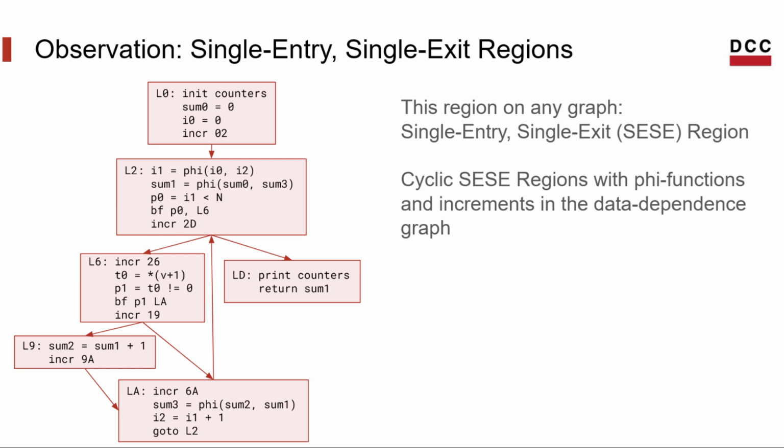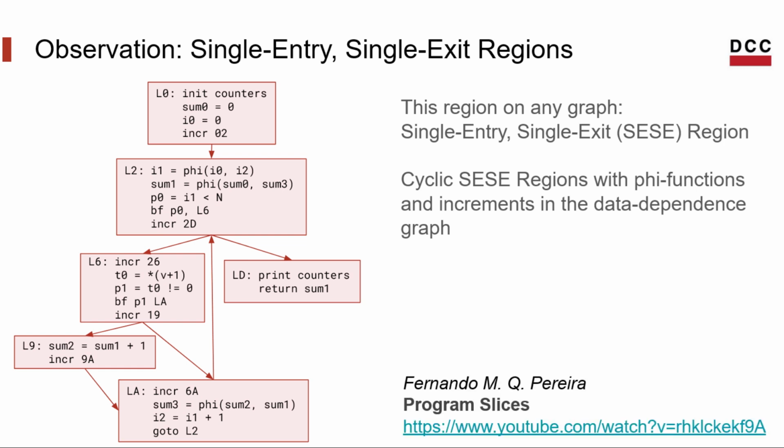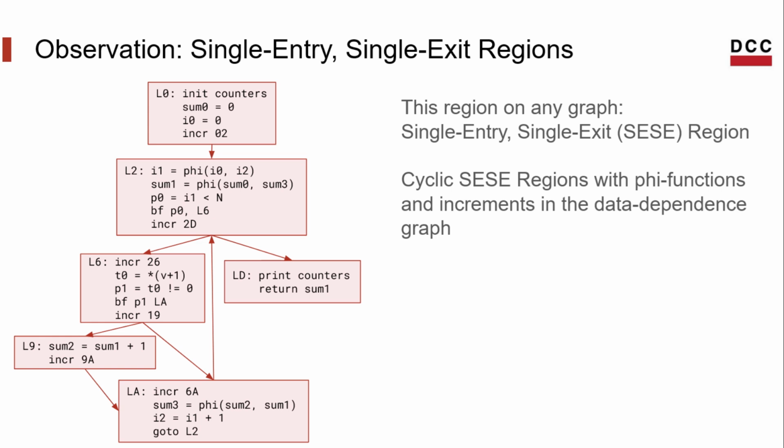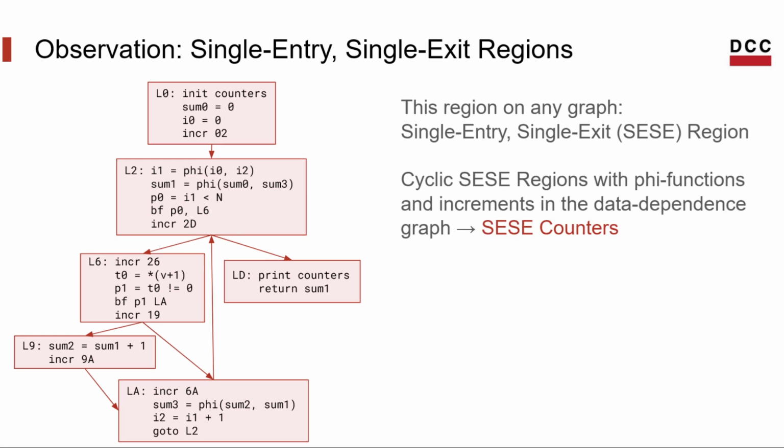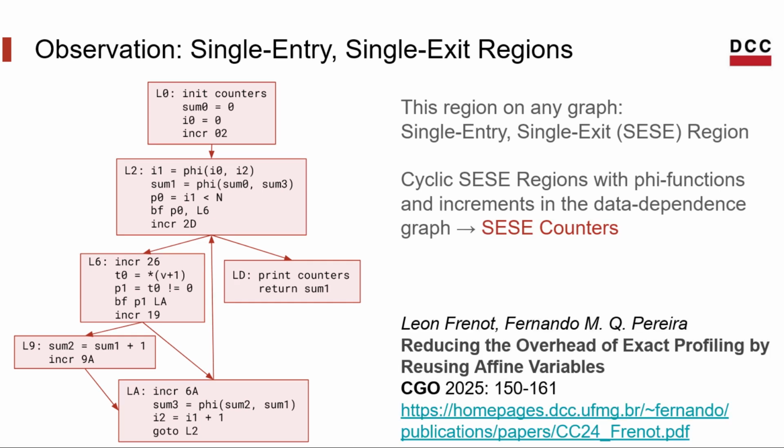If you don't remember or don't know what a data dependency graph is, I suggest you go watch the following lecture from Fernando Pereira about program slices, where he talks about it. Such regions are called CZ counters and are used in the paper Reducing the Overhead of Exact Profiling by Reusing Affine Variables from Frenot and Pereira 2025.